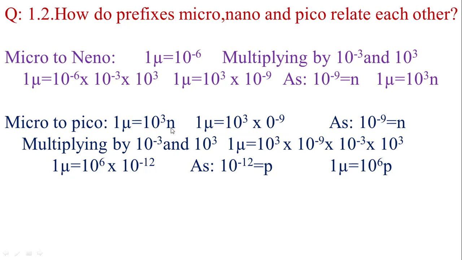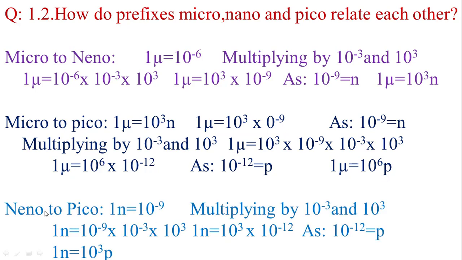Here we can write that 1 micro is equal to 10 raised to power 3 multiplied by 10 raised to power minus 9. As we know that 10 raised to power minus 9 is equal to nano. Multiplying by 10 raised to power minus 3 and 10 raised to power 3, then 1 micro is equal to 10 raised to power 3 multiplied by 10 raised to power minus 9 multiplied by 10 raised to power 3 multiplied by 10 raised to power minus 3. Then adding both values, plus and minus, the final answer is 1 micro is equal to 10 raised to power 6 multiplied by 10 raised to power minus 12. We know that 10 raised to power minus 12 is equal to pico. So 1 micro is equal to 10 raised to power 6 pico.